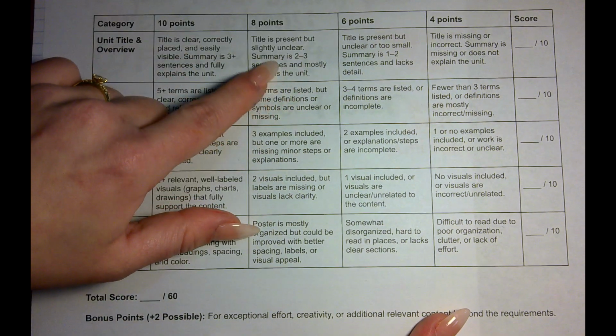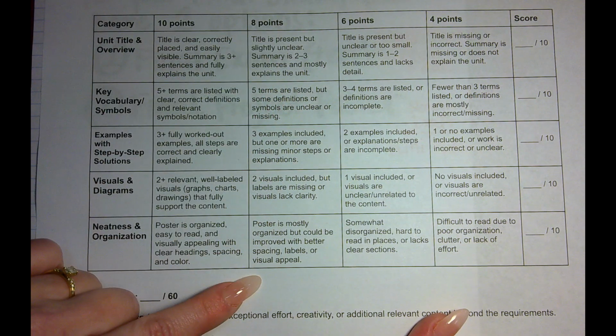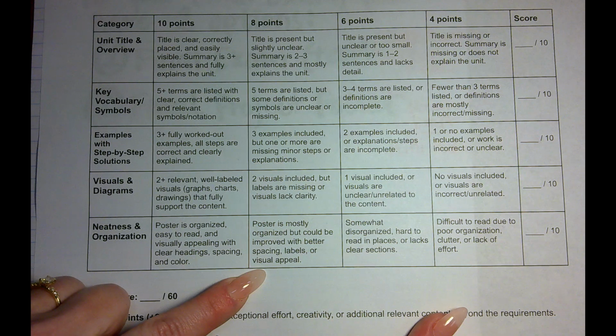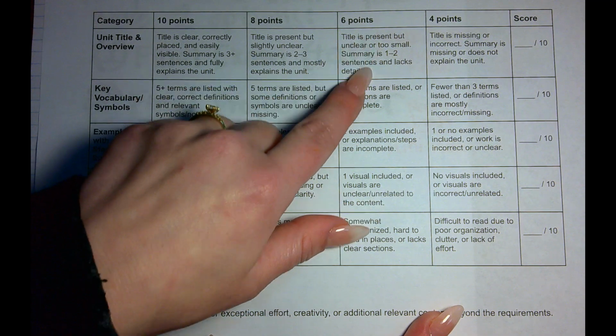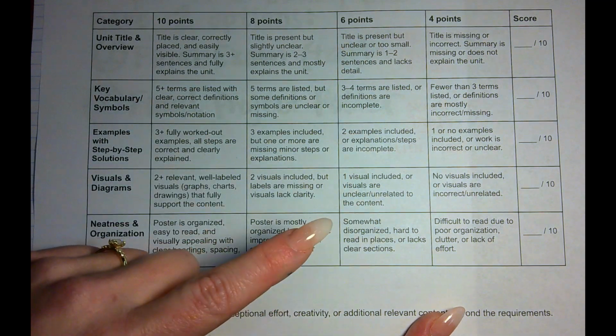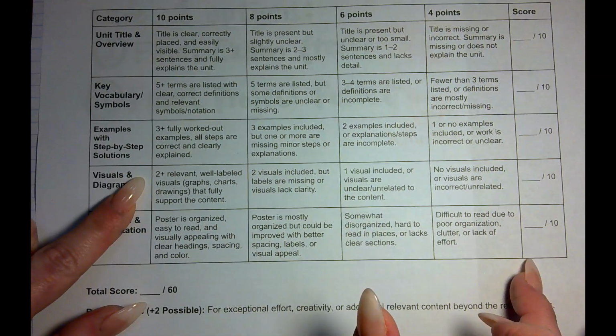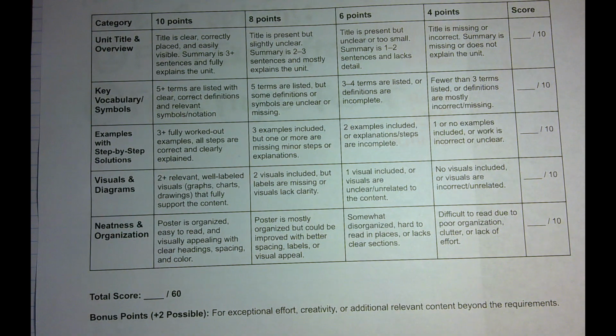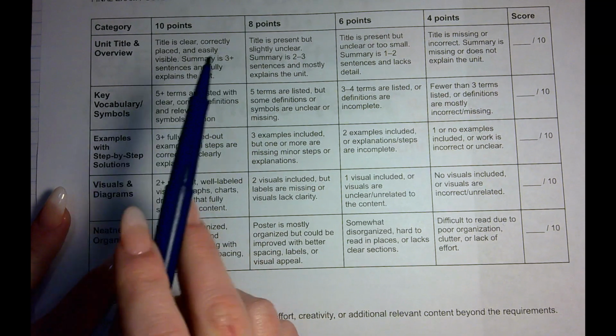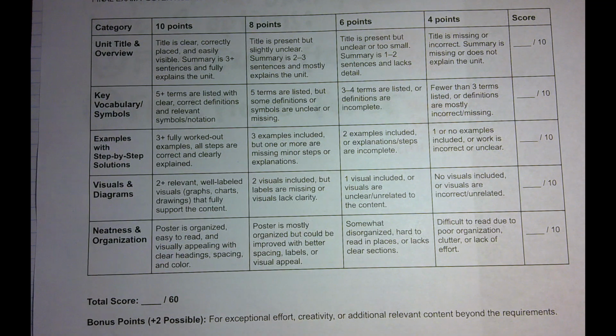If you followed everything down the 8-point category, you would get a B, an 80%. If you follow everything down the 6-point category, that would be a 60%. That'd be a D. So as you get lower, that would be a lower score. It really is up to you and how much effort you want to put into each category.